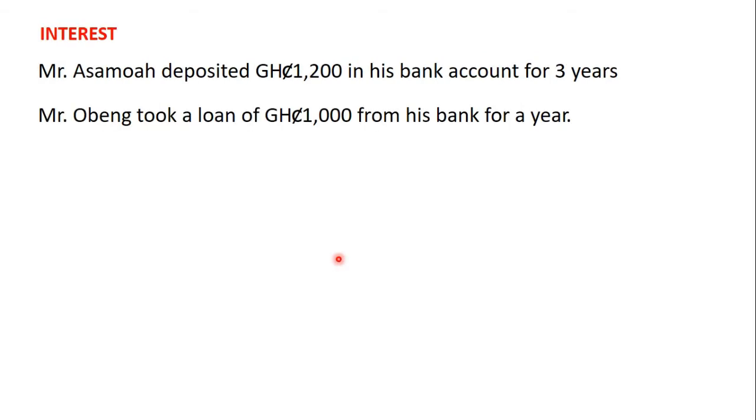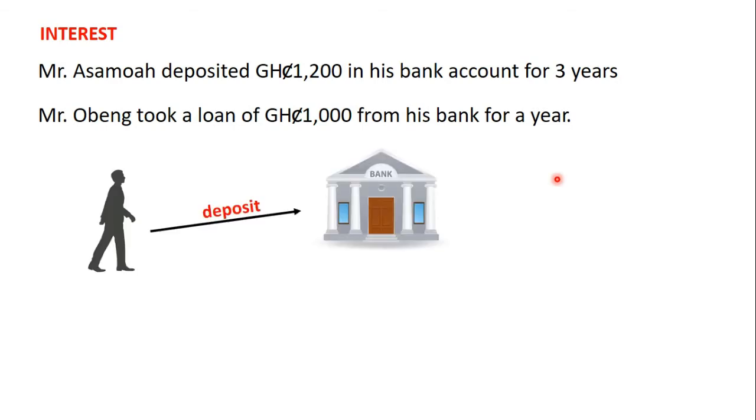So we have considered two examples here. In the first example, Mr. Asamoah deposited 1,200 Ghana cedis in his account for 3 years. In the second example, Mr. Obeng took a loan of 1,000 Ghana cedis from his bank. So this is the general practice. Someone will deposit his money at the bank, then the bank will loan that money out to another person. So in this case, Mr. Asamoah deposited his money at the bank, and the bank loaned out the money to Mr. Obeng.